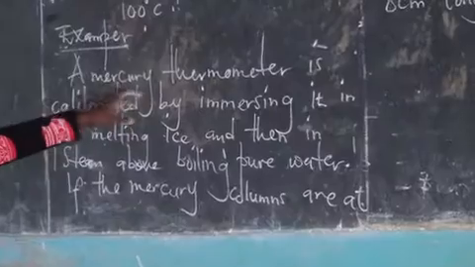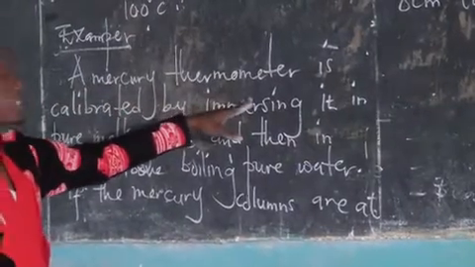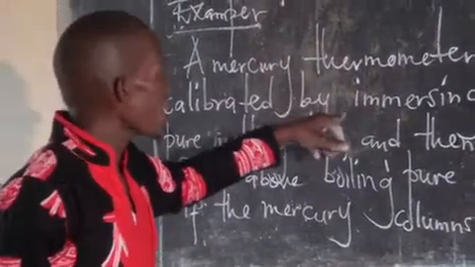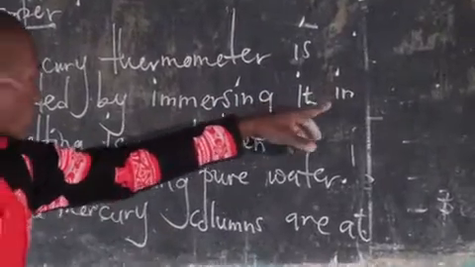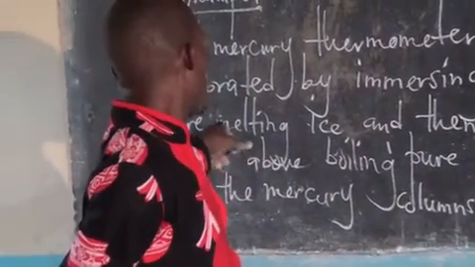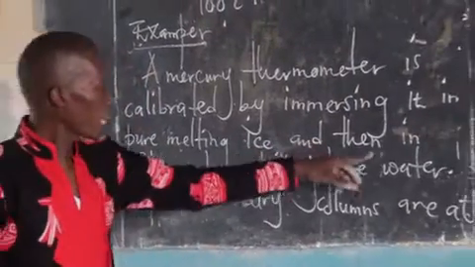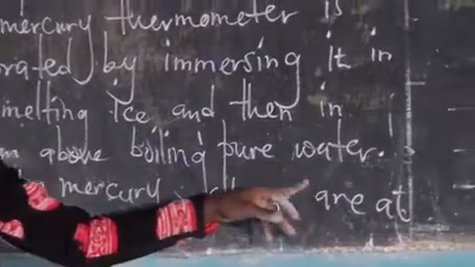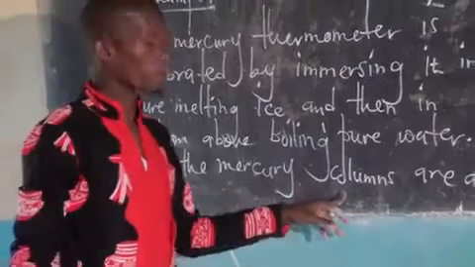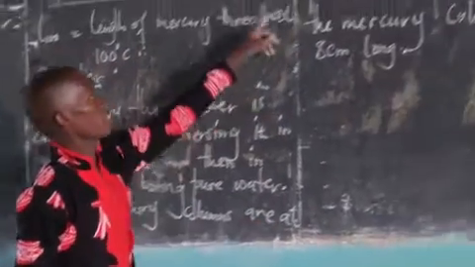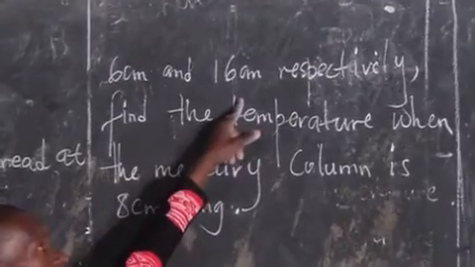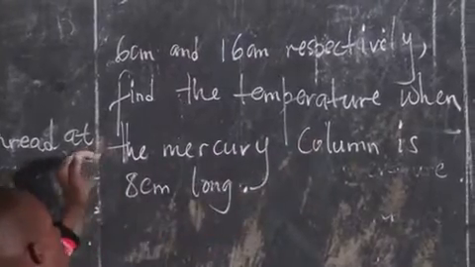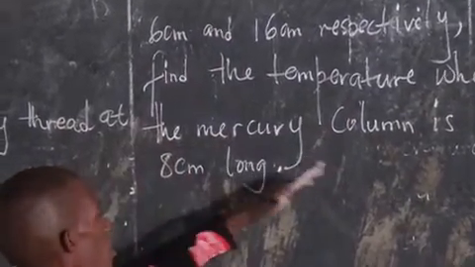A mercury thermometer is calibrated by inserting it in the pure melting ice, and then in steam above the boiling pure water. If the mercury columns are at this one and that, respectively, find the temperature when the mercury column is at that.